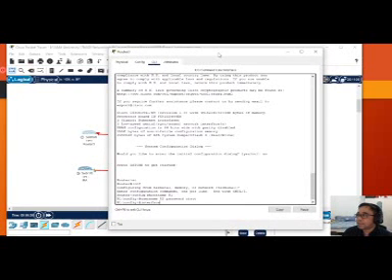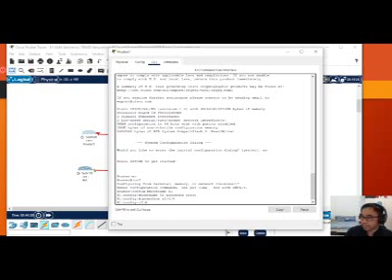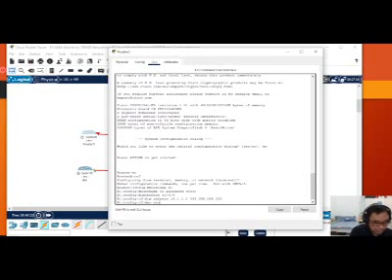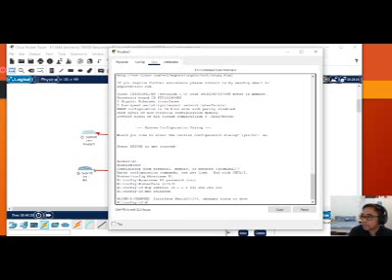Interface S0/0/0. Let's put the IP address. Let's say 10.1.1.1 255.255.255.252, and no shutdown. So the interface changes state.